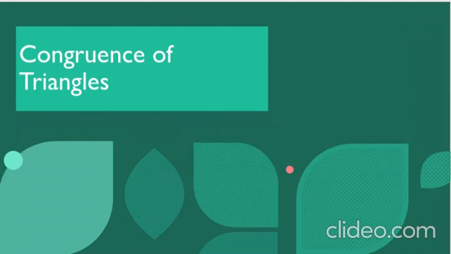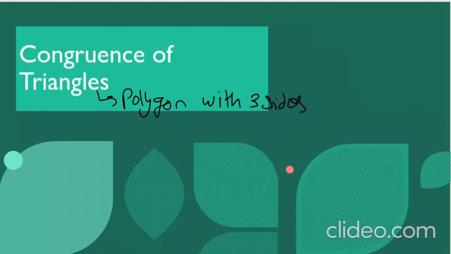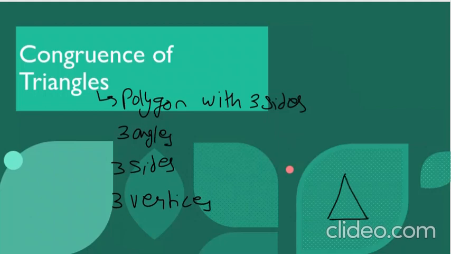Triangles, what is a triangle? Very simple. A triangle is nothing but a polygon. It is a polygon with 3 sides, isn't it? So that is the definition of a triangle. How many angles does it have? It has 3 angles, 3 sides, and 3 vertices also. So if this is my triangle, one side, two side, three side, first vertex, second vertex, third vertex, then first angle, second angle, third angle. So we have 3 angles, 3 sides, and 3 vertices.